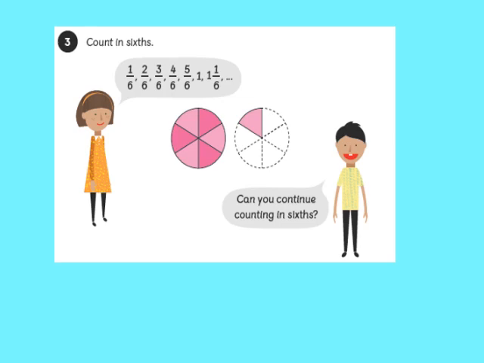So can we count in sixths? Why don't we try together? 1/6, 2/6, 3/6, 4/6, 5/6. I wouldn't say 6/6 because that would make 1 whole, but I could carry on counting 1 and 1/6, 1 and 2/6, 1 and 3/6. Can you take it all the way up to 2?